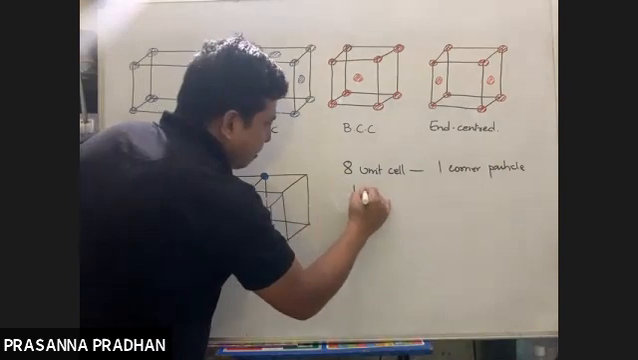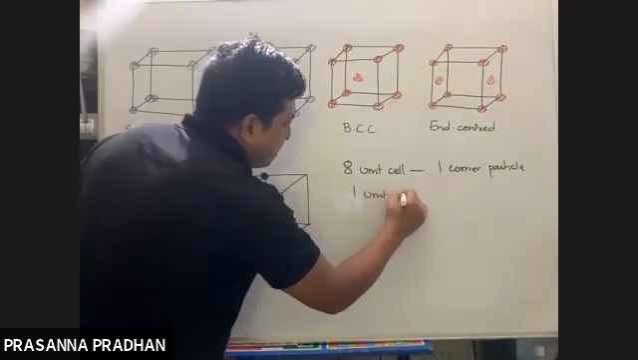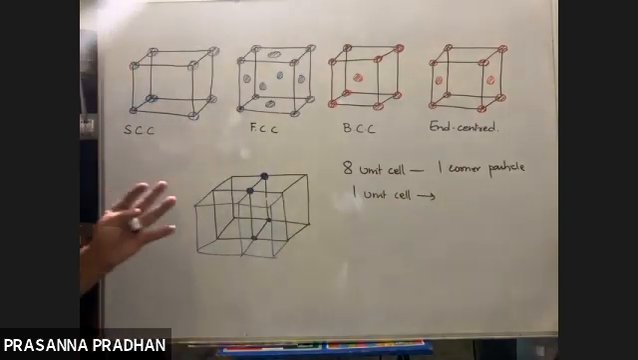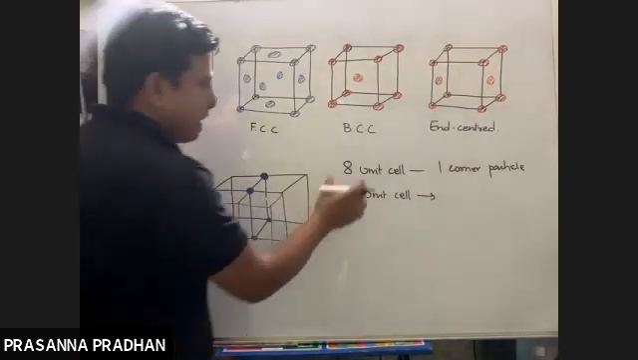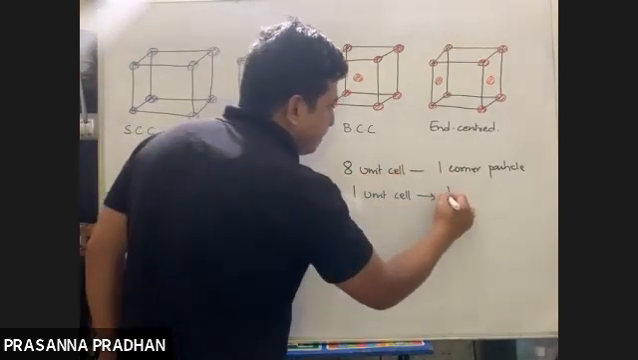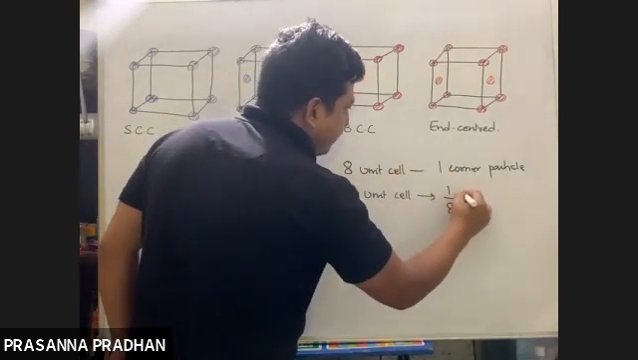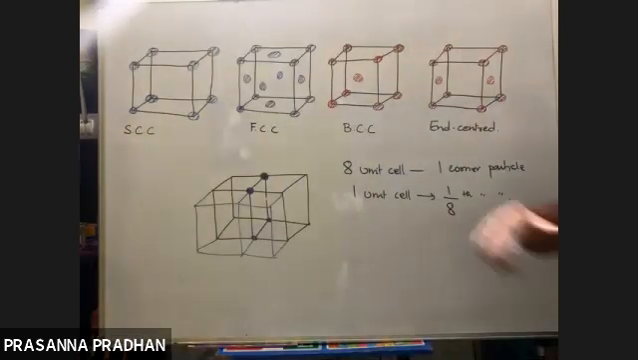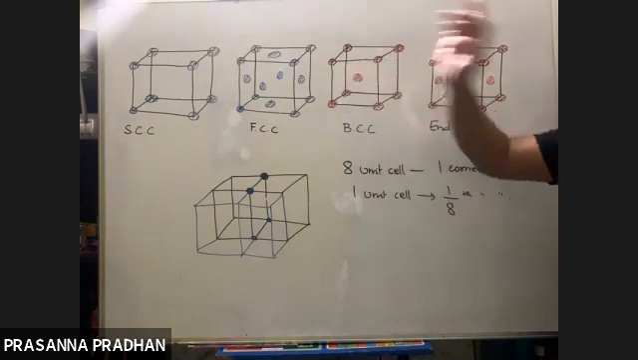So what fraction of a corner particle belongs to a unit cell then? 8 unit cells will share one corner particle, so one unit cell will get how much? 1 by 8. 1/8 of a corner particle. So only 1/8 belongs to a unit cell.